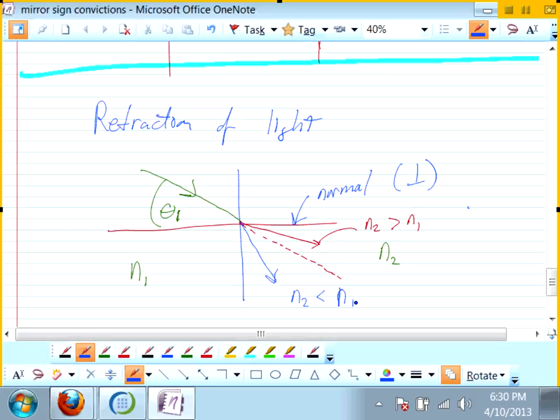So you could phrase this as the light either bends towards the normal or away from the normal. How would you word those sentences? If you wanted to make yourself notes so that you knew you understood this. Say when N2 is greater than N1, the light ray bends towards the normal.